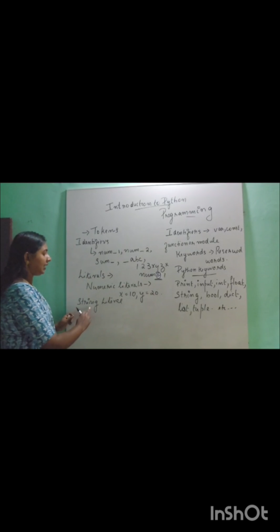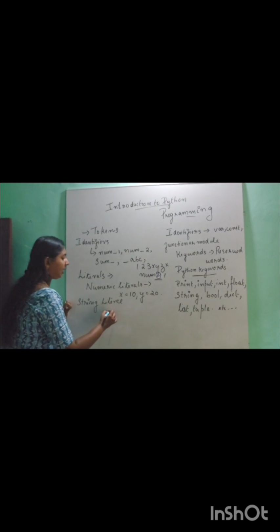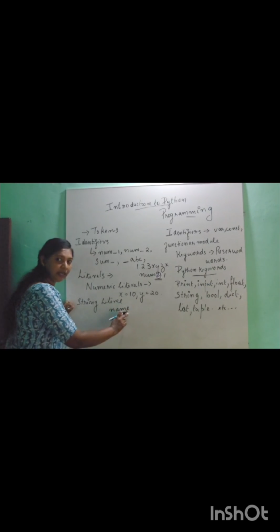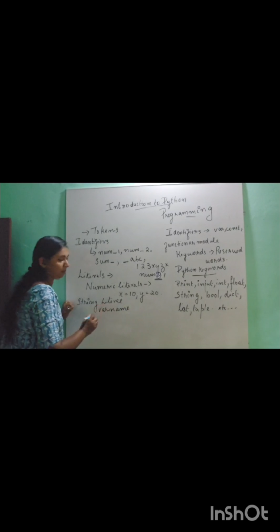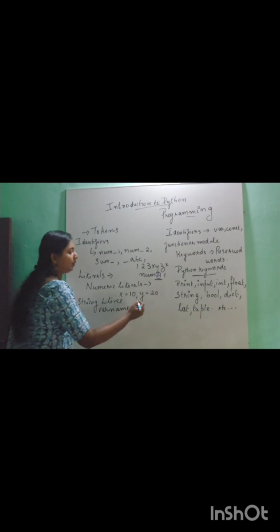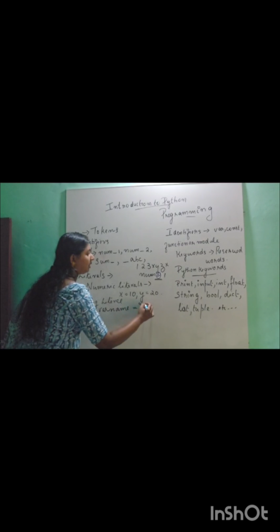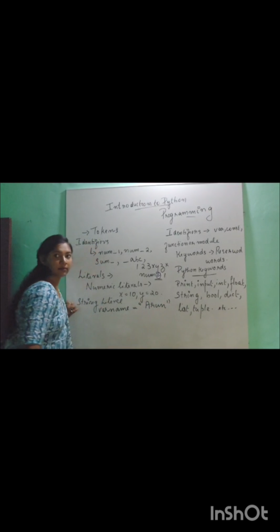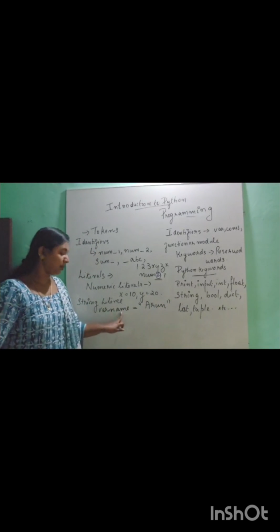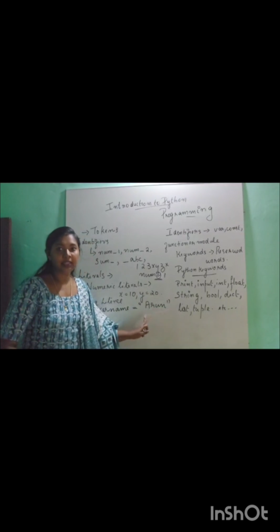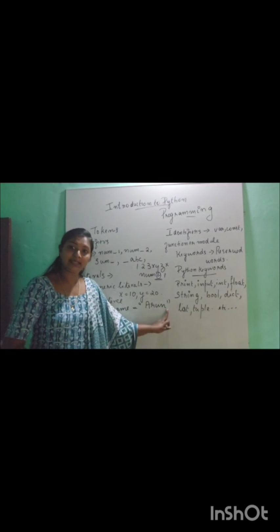Then the next one is the string literal. I am using a variable name called var underscore name, concatenating two words, and I am giving it a value. The value of this var underscore name variable is arrow. So this arrow is a string. It is called a string literal.